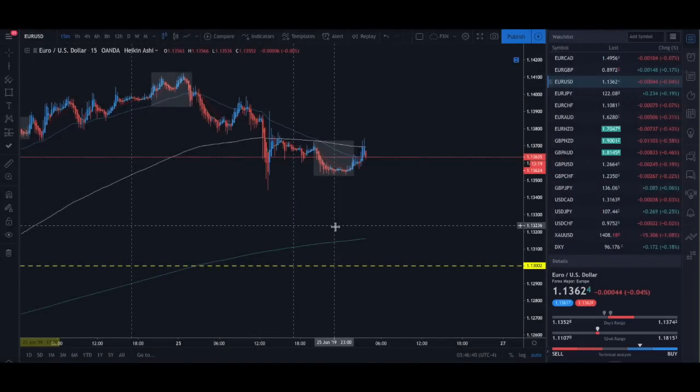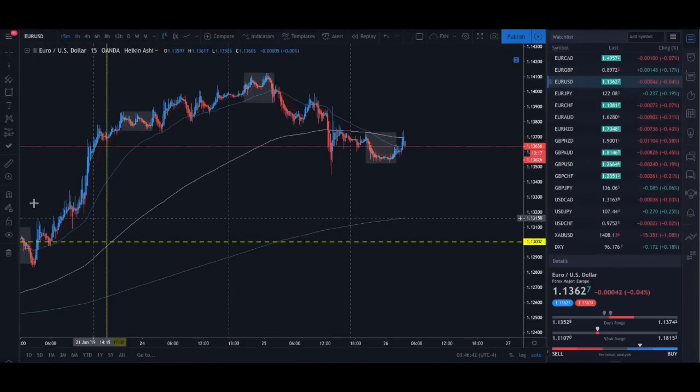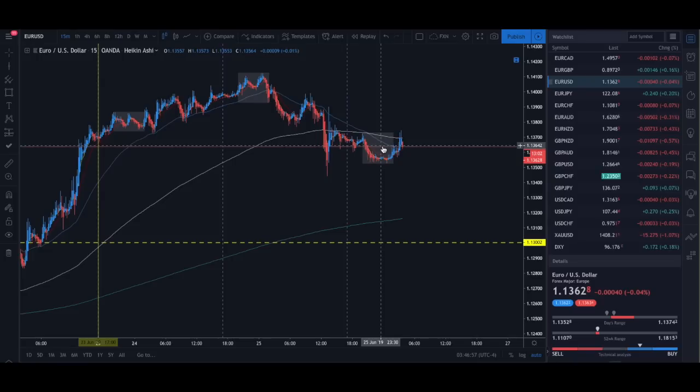Euro USD is very similar to Euro CAD, where you have Saturday, Sunday, Monday, and then Tuesday with a false move to the high, and then they dropped. So I'm looking for essentially the same thing, which is a sell. I'd be more interested in selling this than buying it.